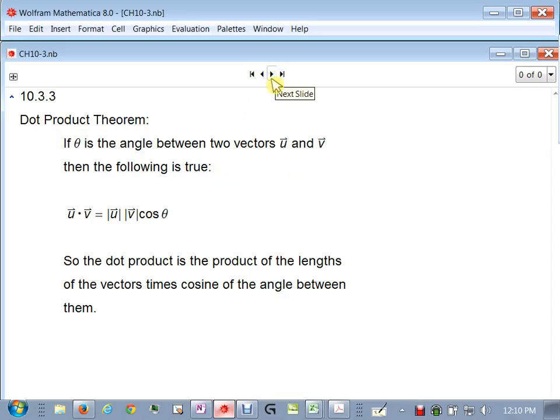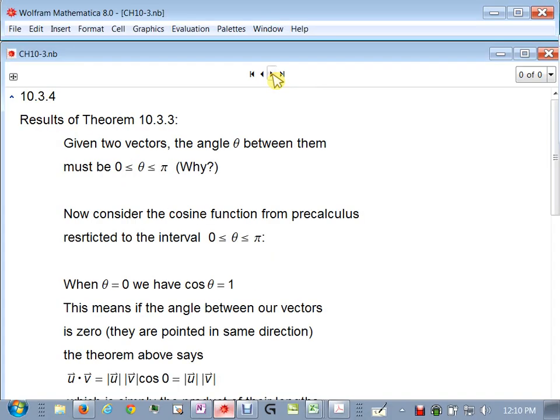I'm not here to show you that that's true. I'm just here to supply that to you. We can show it's true other ways, but we're not going to. So what does this theorem tell us? If we have two vectors, the angle between them must be between 0 and pi. Why is that true?